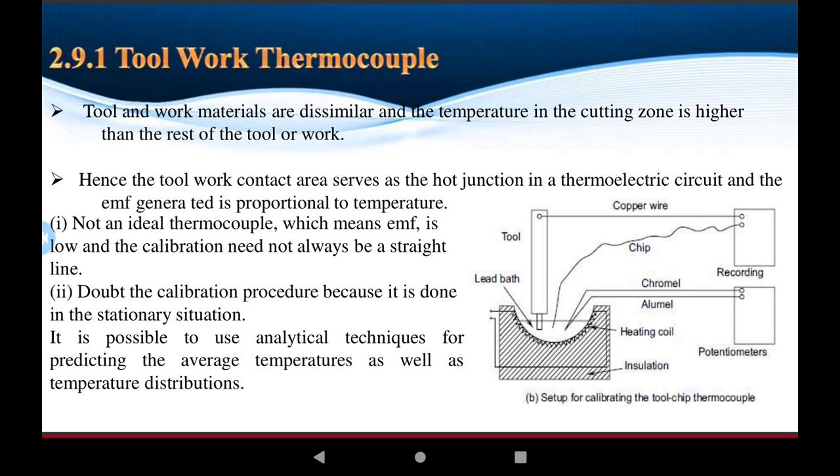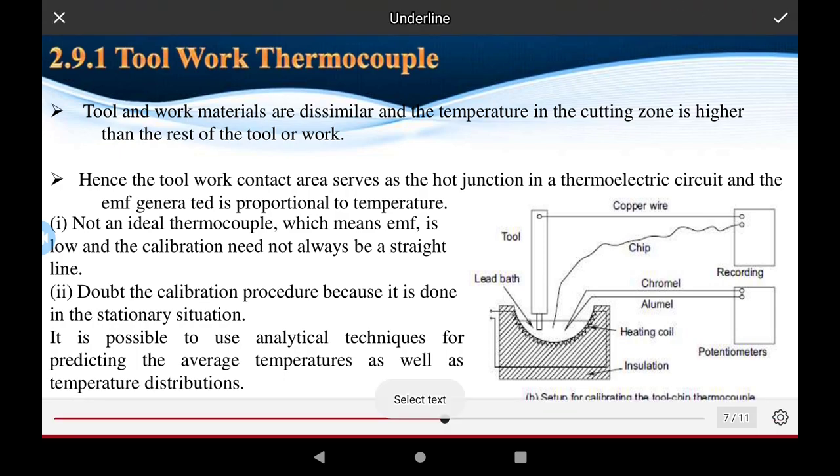This whole process is applied for the measurement of tool temperature at the interface of the friction generated between the workpiece and the tools. There are analytical techniques for producing the average temperature as well as the temperature distribution. This is how to find out the measurement of temperature: thermocouples are used at some points, as discussed above.